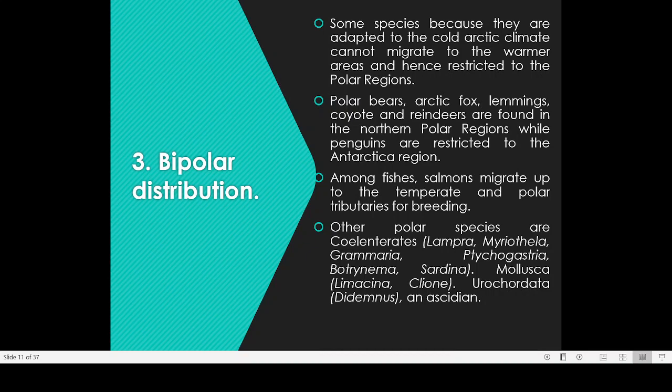So the peculiarity of the Arctic and Antarctic region is that they are extremely cold. Most of the time they will be around 0 degrees or below 0 degrees. And there are animals like polar bear, Arctic fox, the lemmings, coyote. Coyote is a small dog-sized animal. Reindeer. These are present only in the northern polar region, while penguins are present only in the Antarctic region. So these are some examples of animals showing bipolar distribution.